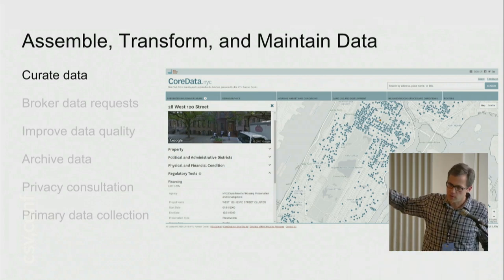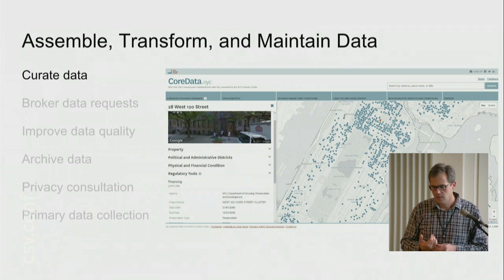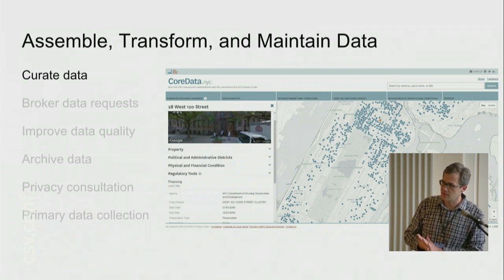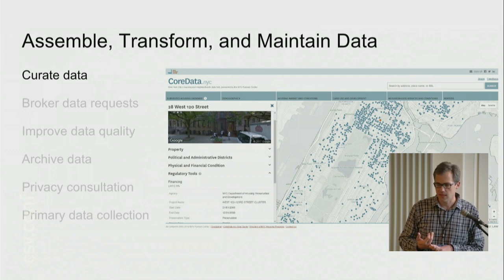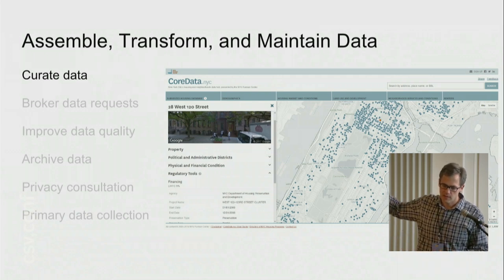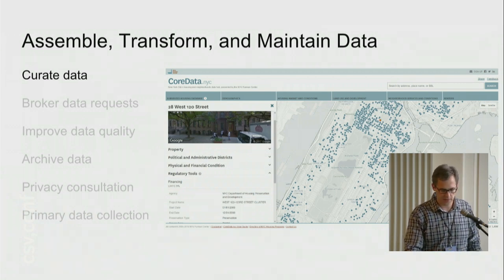So just to take that framework that NNIP put out there, the first is assemble, transform, and maintain data. So one role is to curate data. So our partners in New York City and DC both curate data on affordable housing from a number of federal, state, and local data sources, and they built nice platforms and tools that enable people to go and look up when the subsidies might expire on a property in their neighborhood.